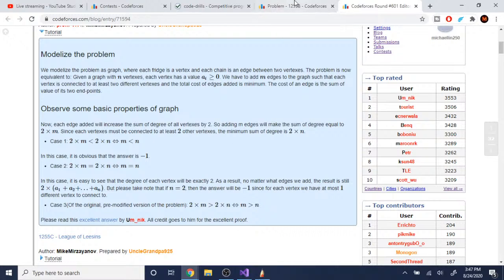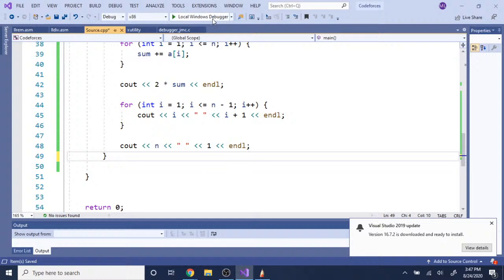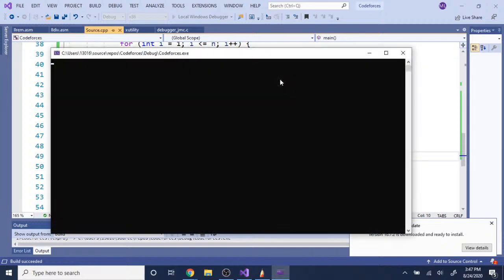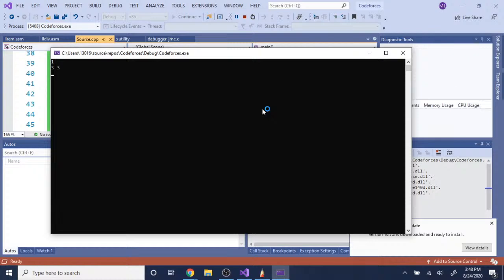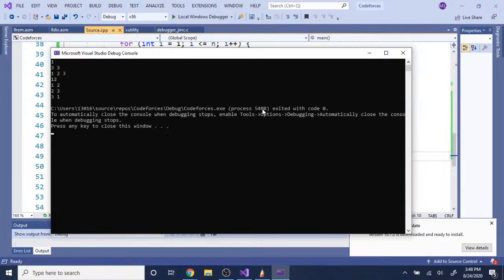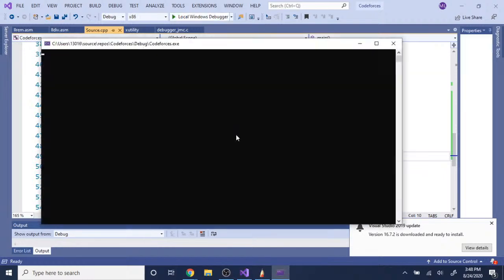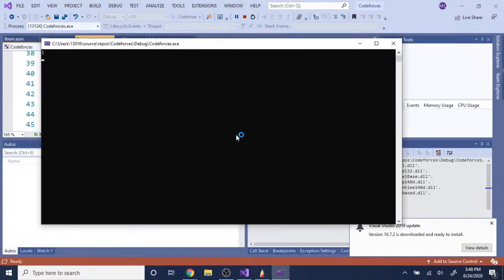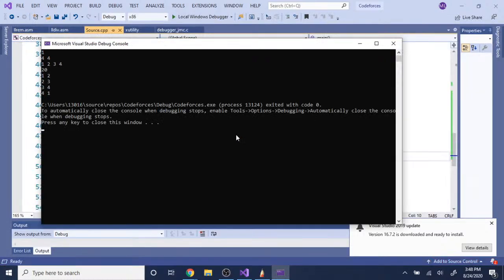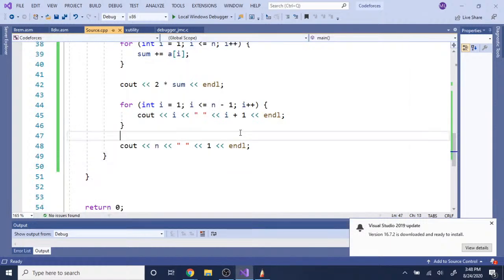Let's test it out, actually. So let's do one test case, and do 3, 3, and then 1, 2, 3. Okay, so it should pair 1 to 2, 2 to 3, 3 to 1. Okay, let's try one test case, 4, 4, and then it should do 1, 2, 3, 4. 1 to 2, 2 to 3, 3 to 4, 4 to 1. Okay, so that's right. Okay, so that's good.